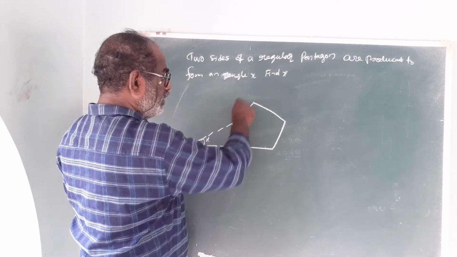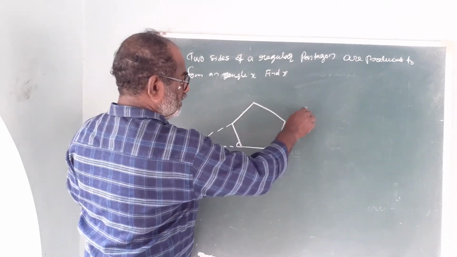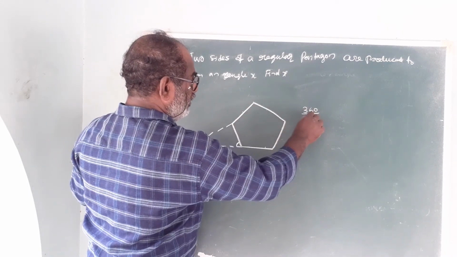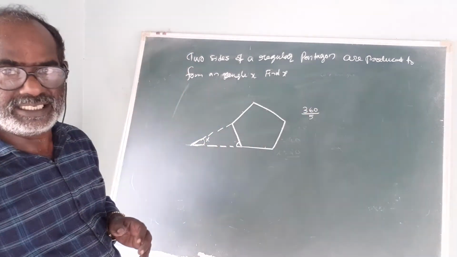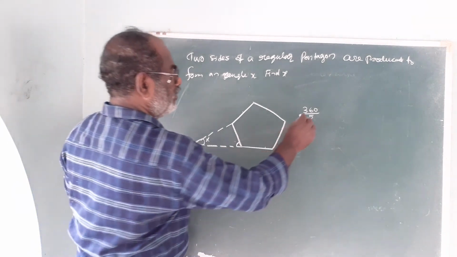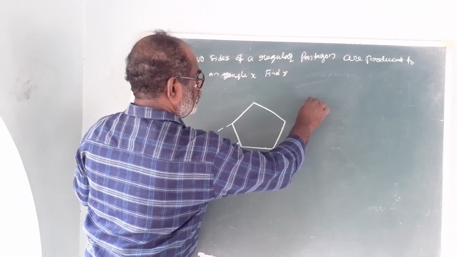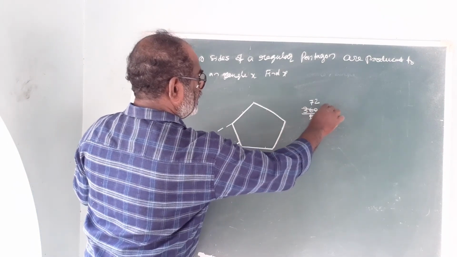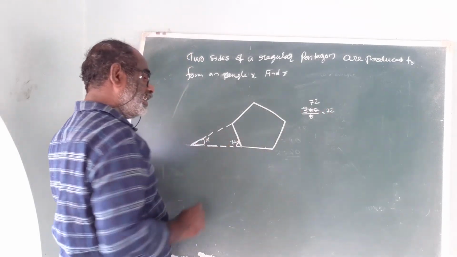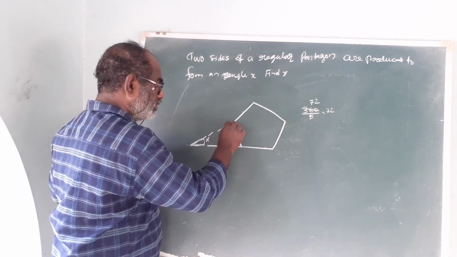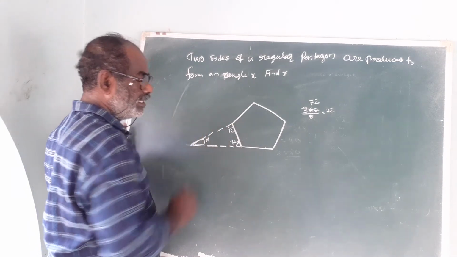The sum of the exterior angles is equal to 360. So 360 divided by 5 gives one exterior angle. So 360 by 5, how much? That is equal to 72. This is 72. The exterior angle is equal to 72. This is also 72, this is also 72, the exterior angle.